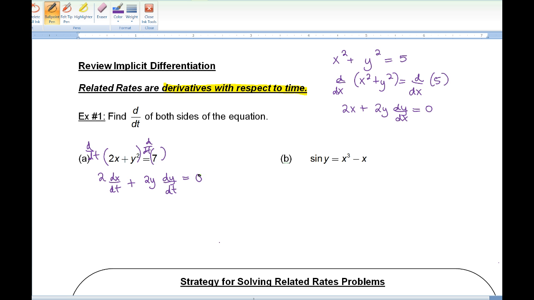Okay, we're not going to solve for anything because related rates means we usually have two different rates. This means this is the change in x with respect to time. It could be seconds, it could be hours, whatever. This is the change in y with respect to time.